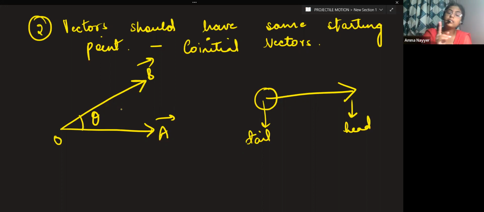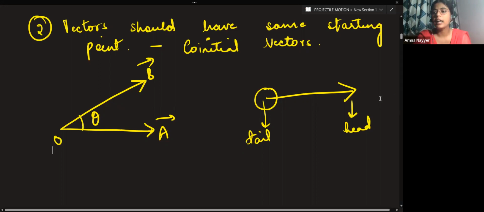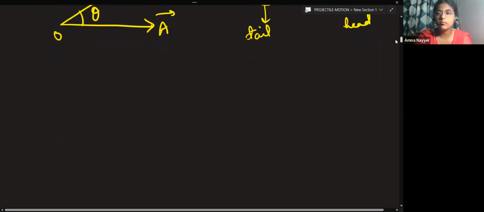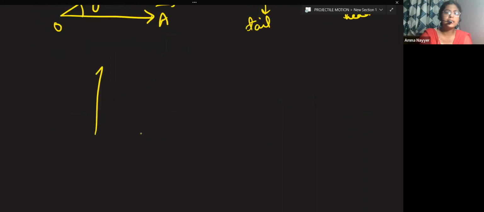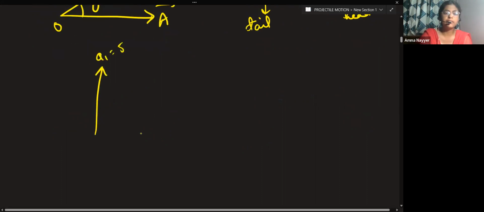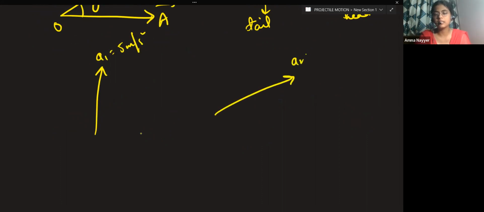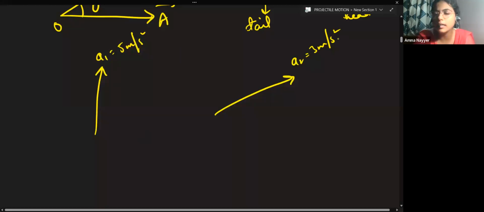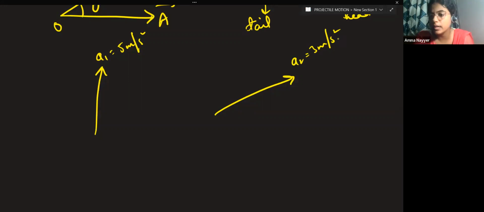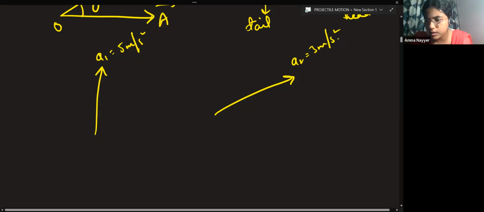And if two vectors are co-initial, then only we can use it. It means if there is, let's say, one acceleration here, a1, which is 5 meter per second square. Here one more acceleration is there, a2 is 3 meter per second square. I'm asking you to calculate the net resultant acceleration of all these. Then how will you calculate? You cannot calculate the net resultant of these accelerations. One acceleration is over here, other acceleration is over there. They are not even coinciding with each other.